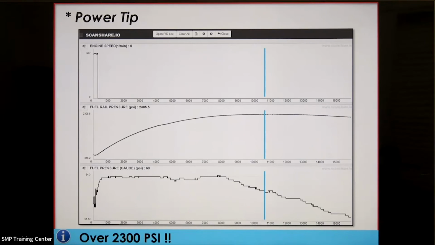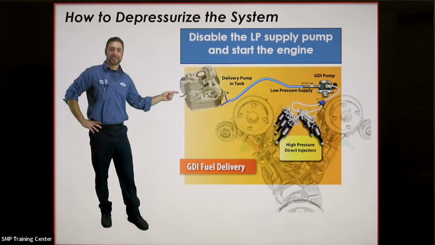So we need to depressurize the system before we start any sort of repair on a system like this. So how do we do it? Service information should give you a recommended procedure for depressurizing this system. But what it's going to boil down to is this. We need to disable the supply pump, start the car, and let it run out of fuel till the engine shuts off. Now, if you remember a few minutes ago, what we showed you, what happens when the supply pump stops working, we go to zero pressure with maybe a little bit of residual pressure left in the rail, but it's going to be very, very little.